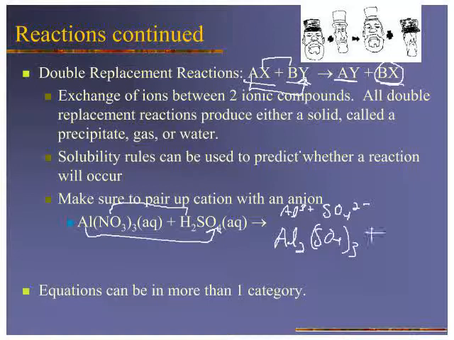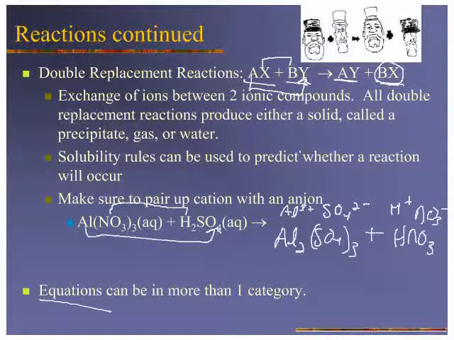And then our other product will be the hydrogen and the nitrate. Hydrogen, we remember, is +1. Nitrate, look on our sheet, -1. HNO3, which, of course, is nitric acid. Now, remember that one, right? And your equations do fall into different categories possibly sometimes. On to balancing equations.